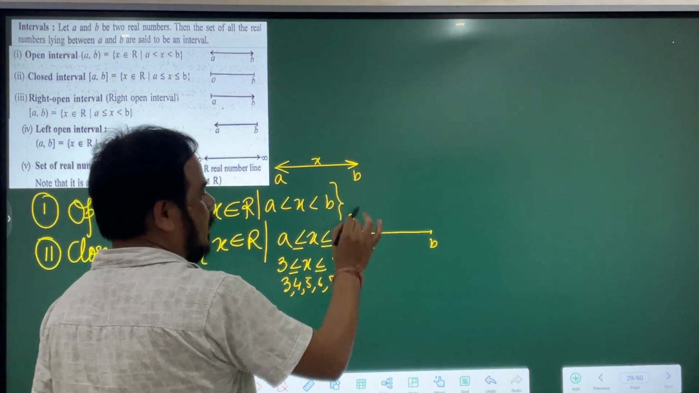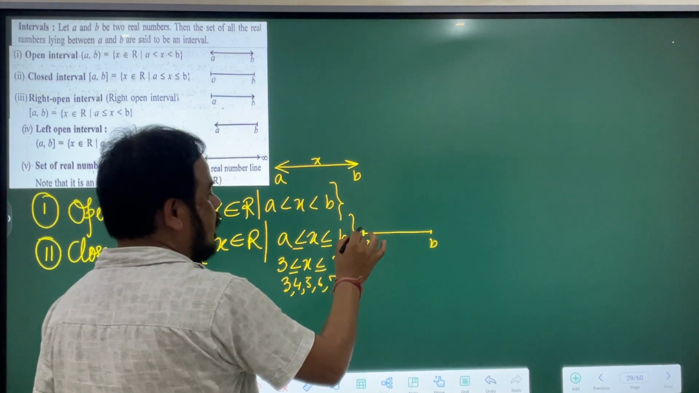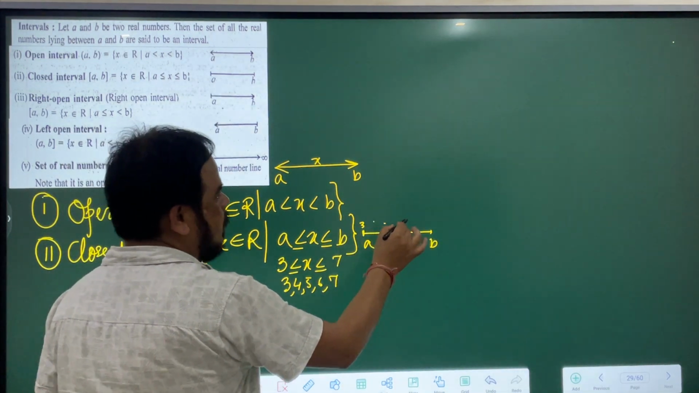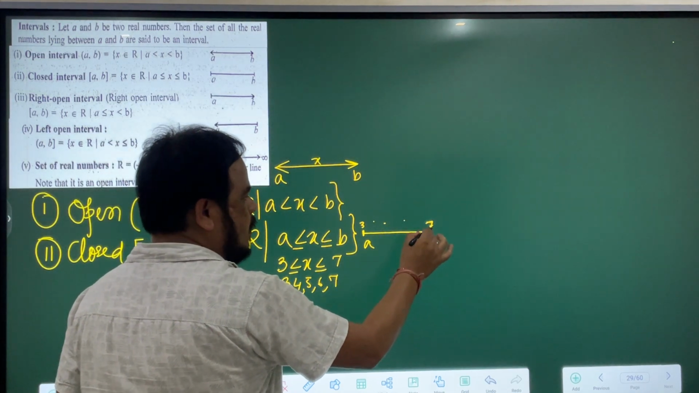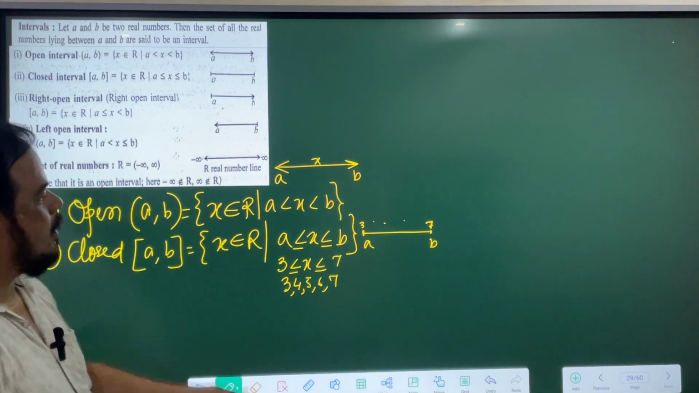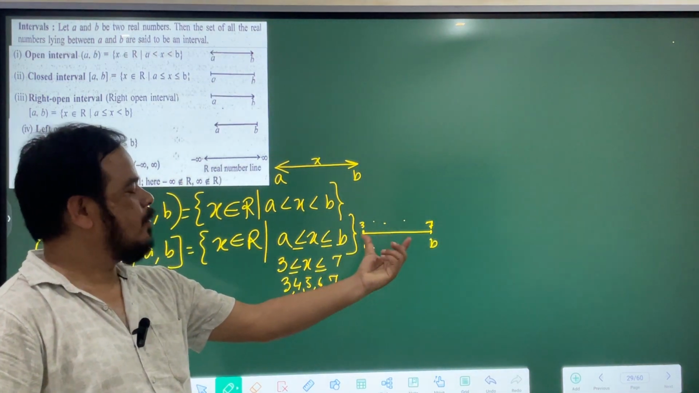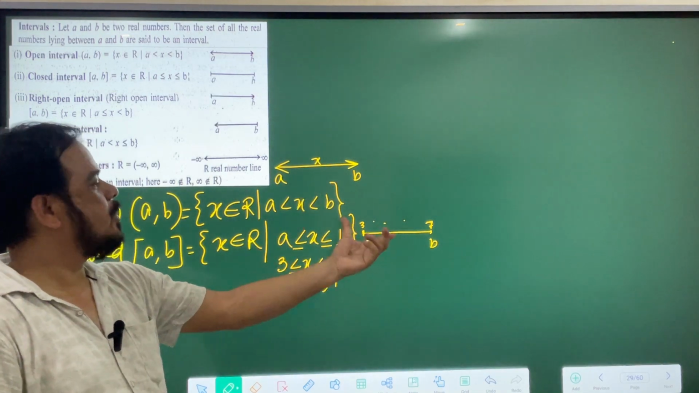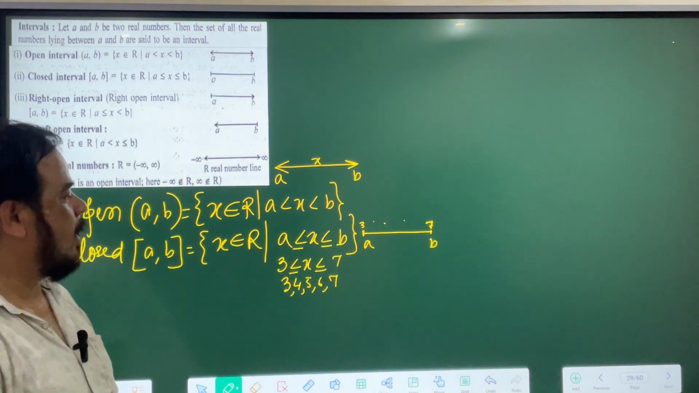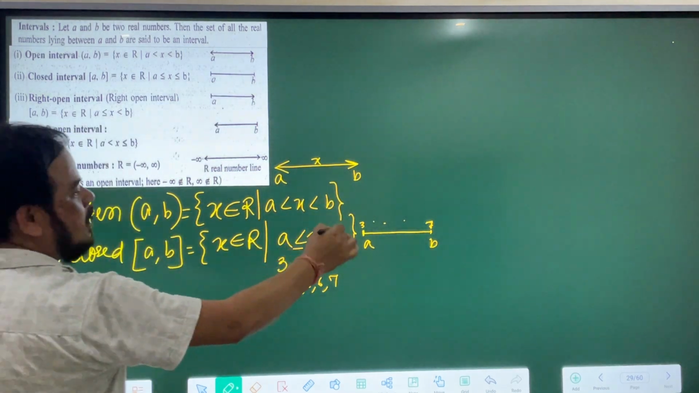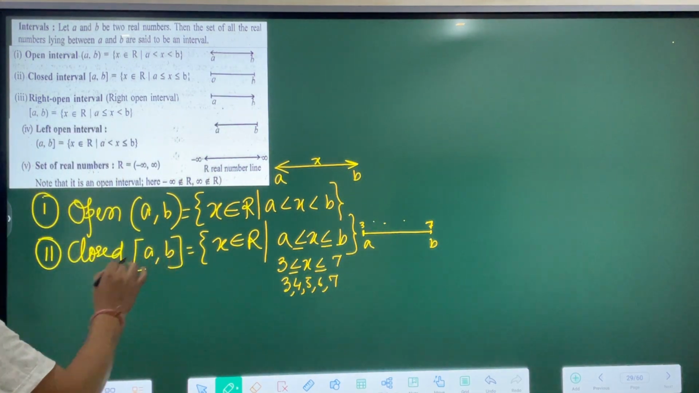B is not included. Here A is included. This is A, that means 3. 3, 4, 5, 6, 7. This B is 7. I hope you understand. This is the way of expressing in number line. You know number line? So this is what you have to express in number line. This symbol means open interval. This symbol means closed interval.